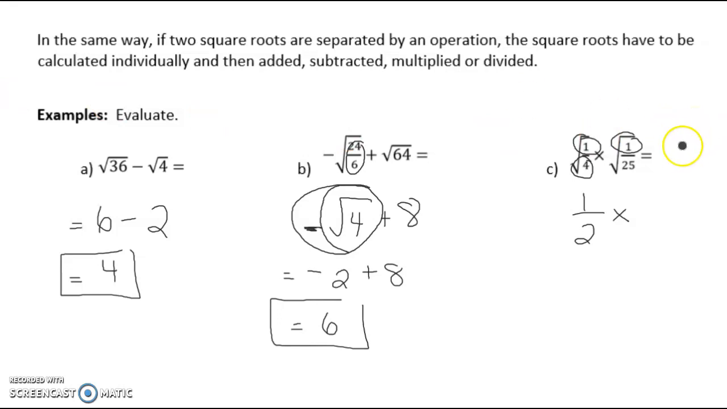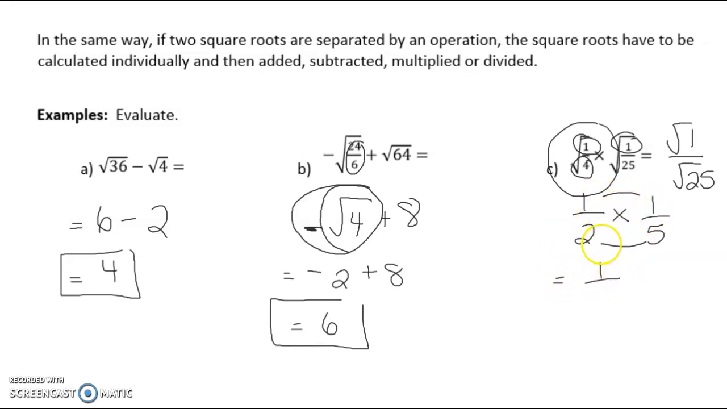Okay, so what this actually looks like is the square root of 1 divided by the square root of 25. And same thing for the first one too, okay? So the square root of 1 is 1, the square root of 25 is 5. Now, we have to multiply. So multiply the numerators together. 1 times 1 is 1. Multiply the denominators. 2 times 5 is 10. So your answer is 1/10.